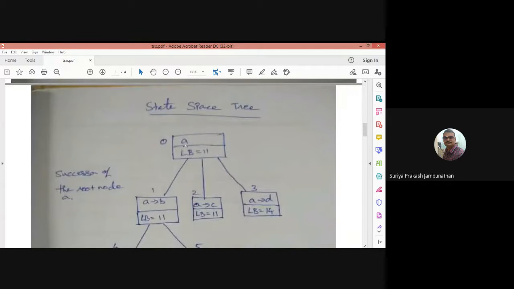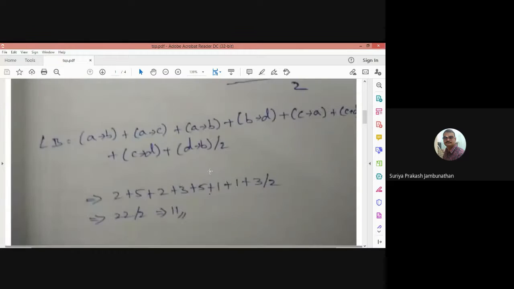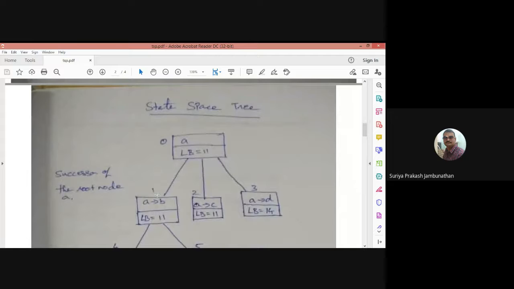Now from A, where can we go? You can see the graph. From A, we can go to A to B, then A to C, then A to D. So 3 edges we can travel from A. That we are writing as the next successor nodes, meaning the sub nodes. The sub nodes for the root node A are A to B, A to C, and A to D.